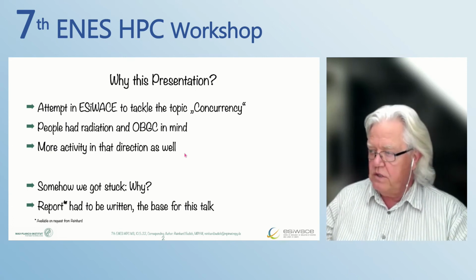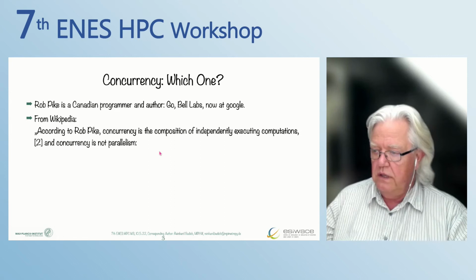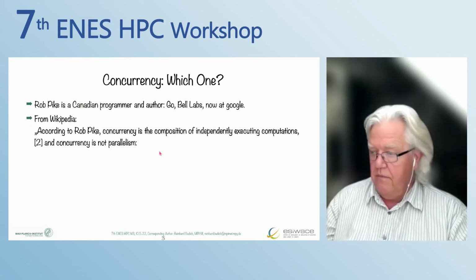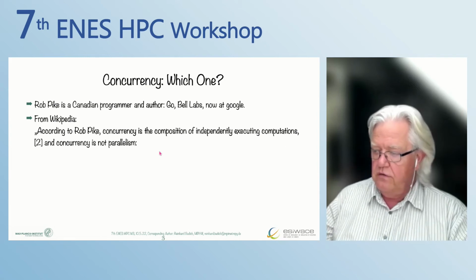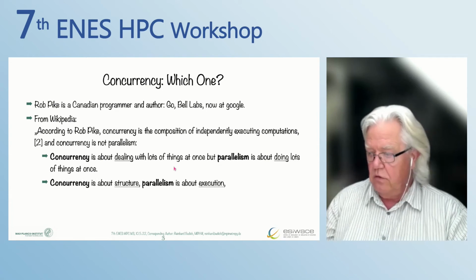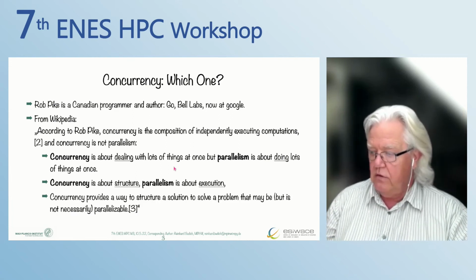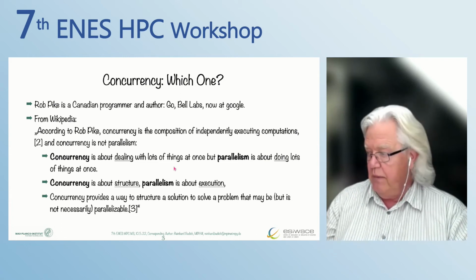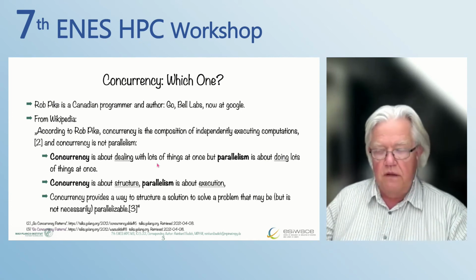But maybe before I really jump into the problem itself, I would like to say a bit about concurrency. I found a nice quote by a Canadian programmer named Rob Pike. He's a programmer and author. He worked on the Go language, was at Bell Labs and is now at Google. Wikipedia quotes him with the statement that concurrency is the composition of independently executing computations, and concurrency is not parallelism. Concurrency is about dealing with lots of things at once, but parallelism is about doing lots of things at once. So concurrency is about the structure of your programs, and parallelism is about their execution. That's the way he sees it. And concurrency basically provides a way to structure a solution to solve a problem that may be, but is not necessarily, parallelizable. You can find the quotes in the PDF in the Google directory as well.